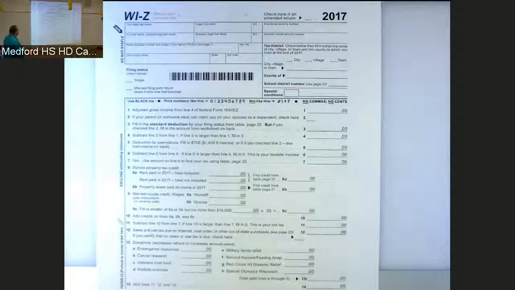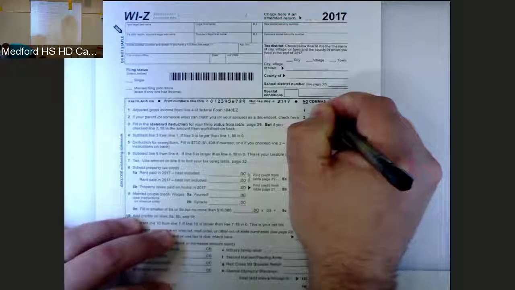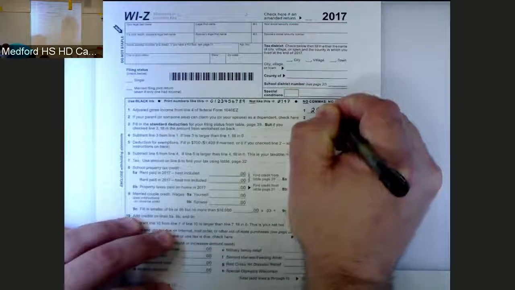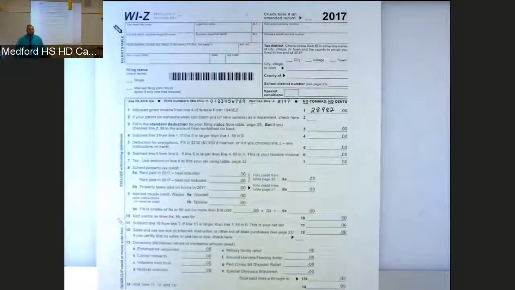Okay, the reason again why we do the federal first, if you look at line 1, it says right away, what's your adjusted gross income? So it's not going to go through the calculations that you already did. It just says, go to line 4 on the federal 1040 EZ form and use that number. The number we used on line 4 was 28,982. And again, it just came from the federal form.